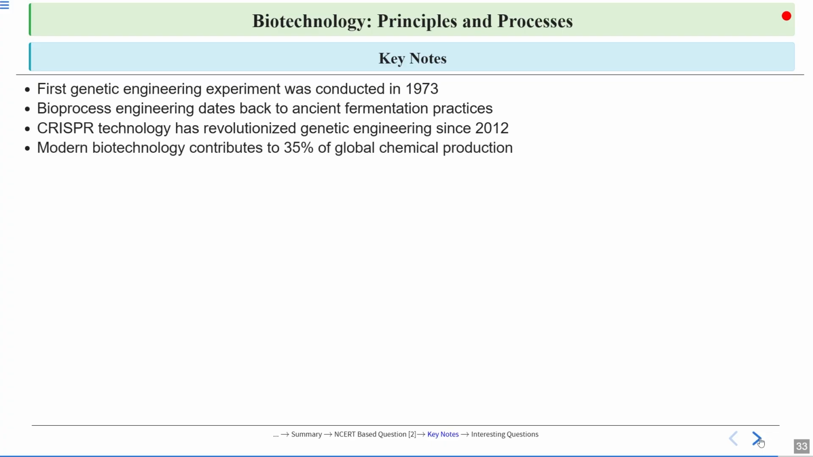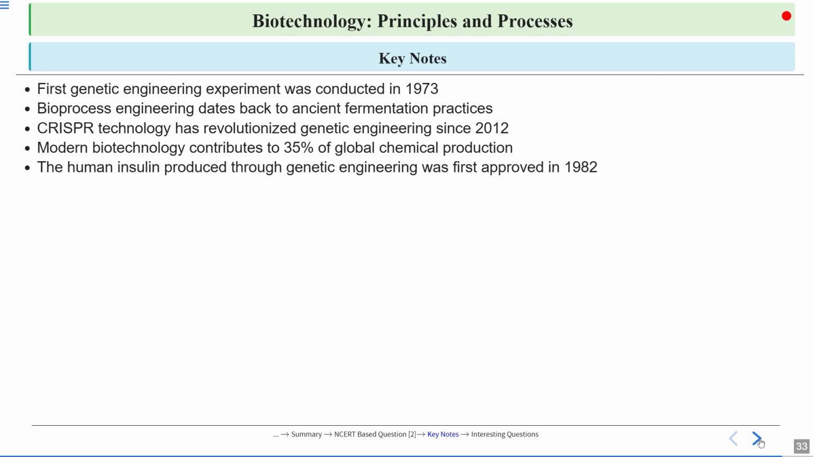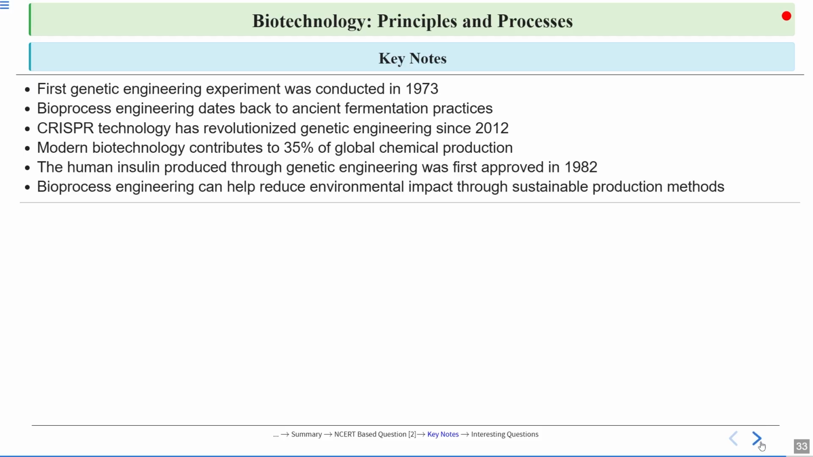2012. Modern biotechnology contributes to 35% of global chemical production, and the human insulin produced through genetic engineering was first approved in 1982. This point should not be here. Okay, it can be here, but we haven't talked about it in the slides. But we are going to talk about it when we talk about its application, how we have genetically engineered the human insulin, and it got approved in 1982. And bioprocess engineering can help reduce environmental impact through sustainable production methods.